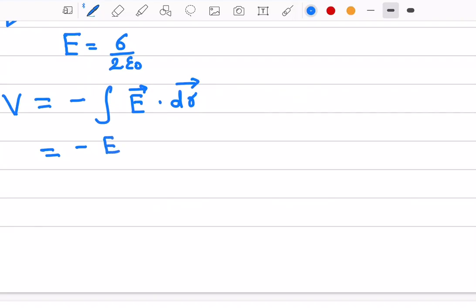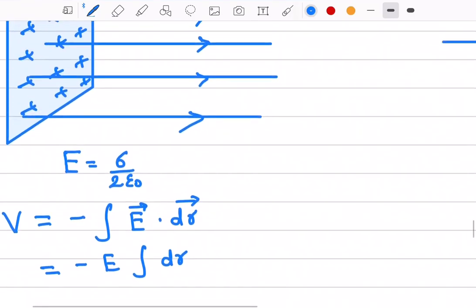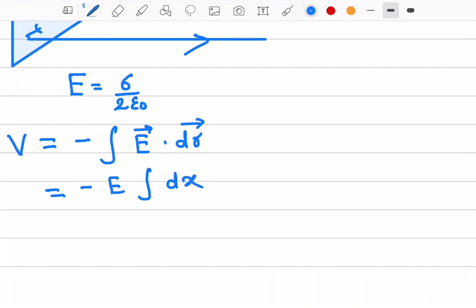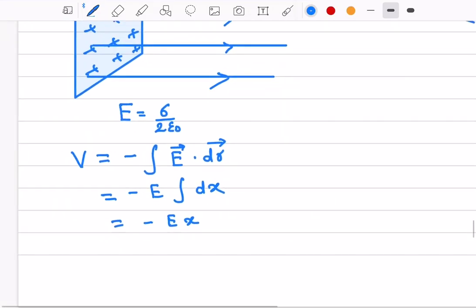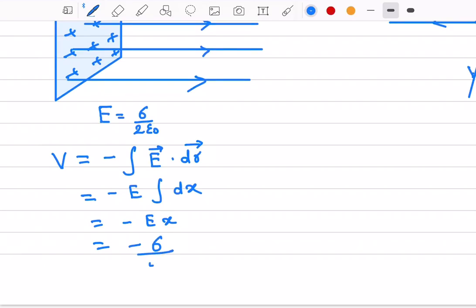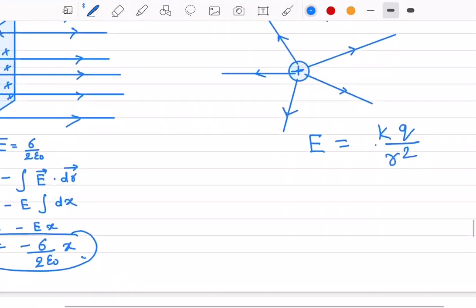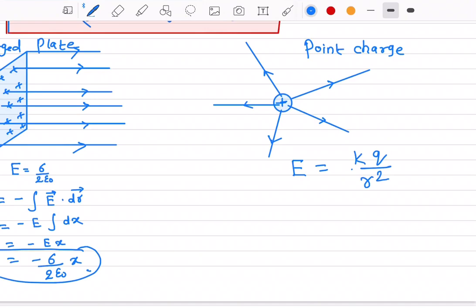And how do you calculate it? The electric field is a constant quantity, so I'm just taking this one out, and this will simply be equal to dr. If I consider this axis as the x-axis, then I can simply write it as x. So at any point, the potential is given by minus sigma over 2 epsilon naught times x. So what you see here, the potential is dependent on the distance. The further you go, the potential changes, but the electric field vector does not change.